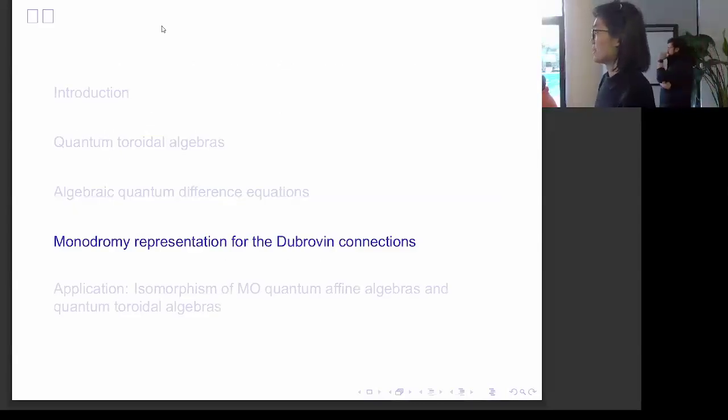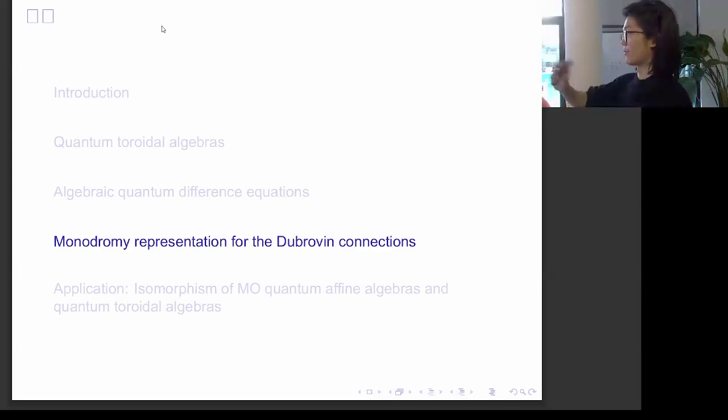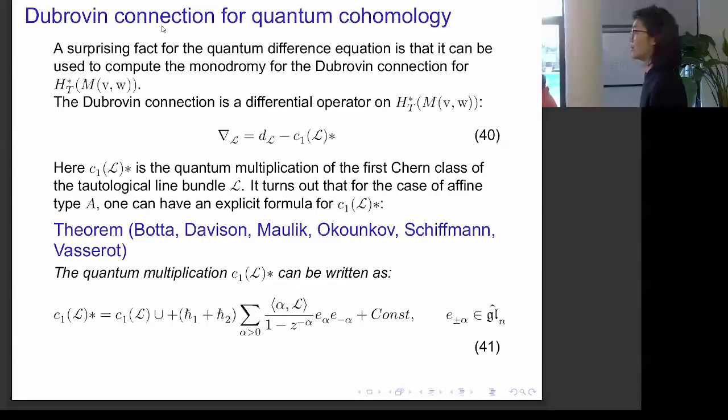The second thing is the application of this quantum difference equation. How to do the computation and make it useful? We're going to use this quantum difference equation to compute the monodromy for the Dubrovin connections. A surprising fact is that it can be used to compute the monodromy for the Dubrovin connection for the quantum equivariant cohomology of the quiver varieties.